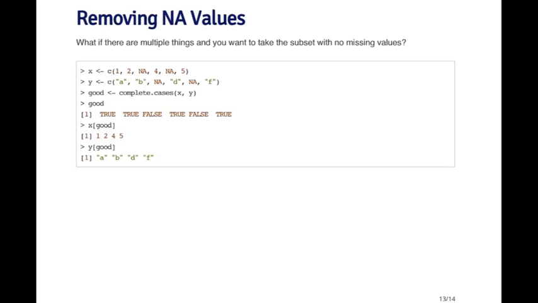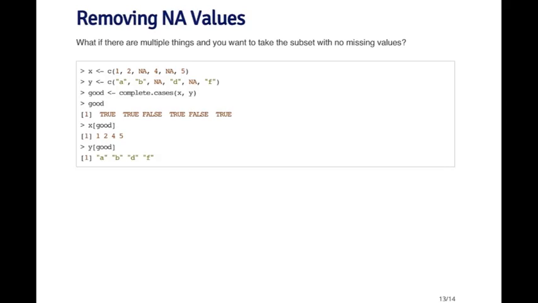So I can use the complete cases function on both vectors, which will give me a vector that tells me which positions are there that have both elements non-missing. You can see the first 2 are both non-missing. I got 1, 2 in the first one, and A, B in the second one. The 3rd one's missing. The 4th one is non-missing. The 5th one is missing, and the 6th one is non-missing. So for both vectors X and Y, I want the 1st, the 2nd, the 4th, and the 6th elements.